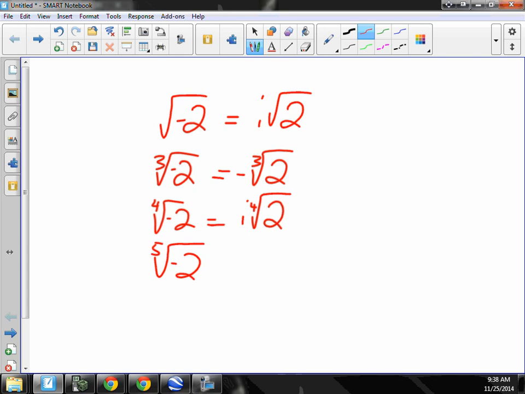Well, let's look at 5. Would 5 be a negative or an I? A negative. How come? It's odd. If I have negative times negative, what do I get? Positive. So if you square root a negative, that can't happen in the real numbers. So you would end up with an I. But if I put another negative in there, can I create a negative? Yes. So if your root is odd, you bring out a negative. If your root is even, you bring out an I. So this would be negative fifth root of 2. Even roots bring out an I. Odd roots bring out a negative. Okay.